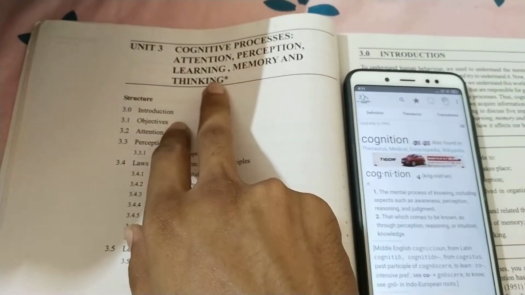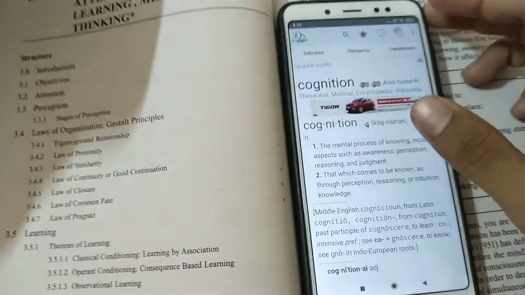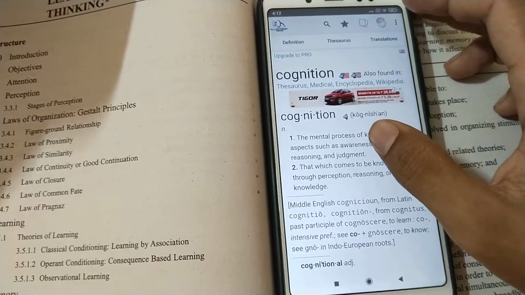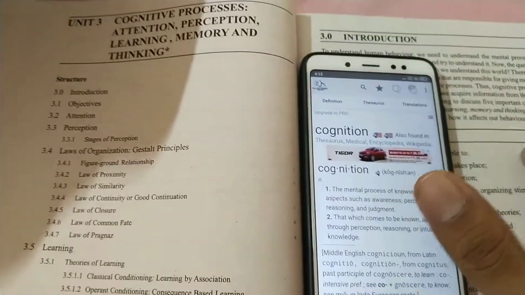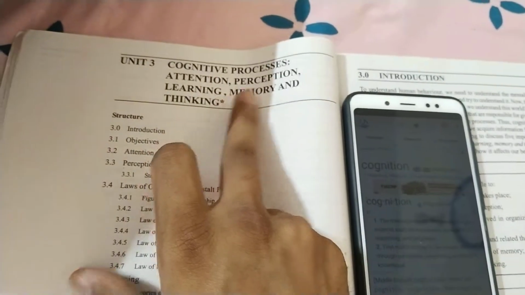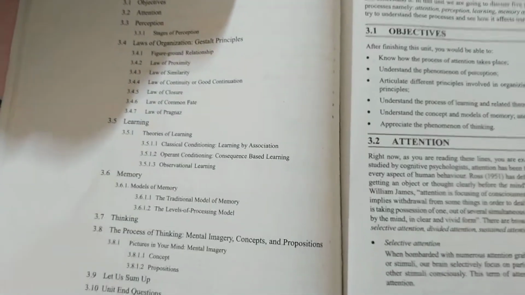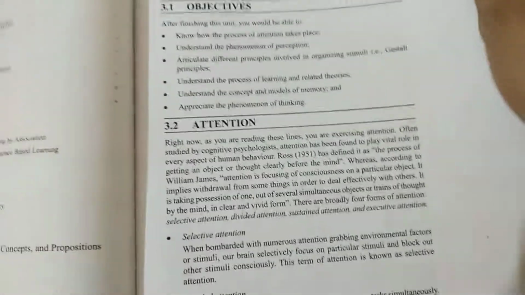See, one of them is already written here, perception. And thinking includes reasoning, obviously, attention. Here it is, awareness, the same. So cognitive processes means those processes which require attention, perception, learning, memory, and thinking. These are cognitive processes. Now moving on, this is a short summary of what's included in the chapter. This is the introduction and objectives. We won't waste our time on this.